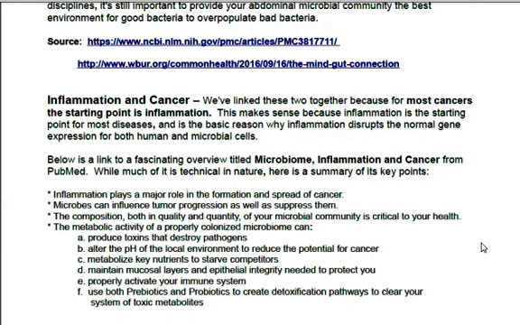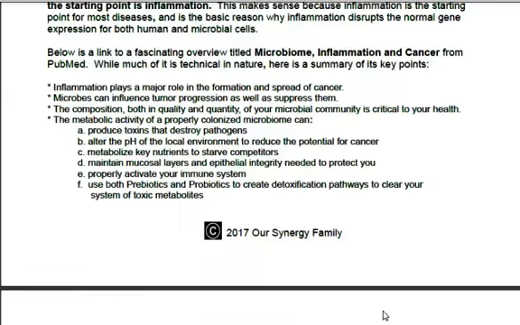Again, we have a great article from PubMed, Microbiome, Inflammation, and Cancer. And we've summarized their points here of what that leads to. So we can support the statements that we're making to people, not our opinion, but this is science showing us what's happening. And if you want to lower your potential for cancer, then you need to address your microbiome, your gut health, and begin the process of resetting that.